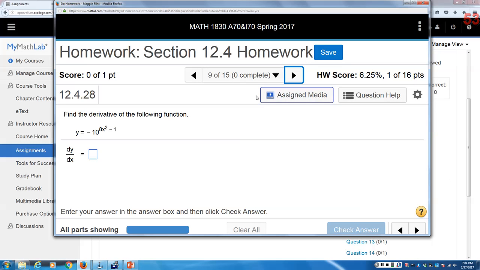Okay, let's do this one. Then I'll try to check my answer. So we have y equals negative 10 raised to the 8x squared power, or 8x squared minus 1 power.